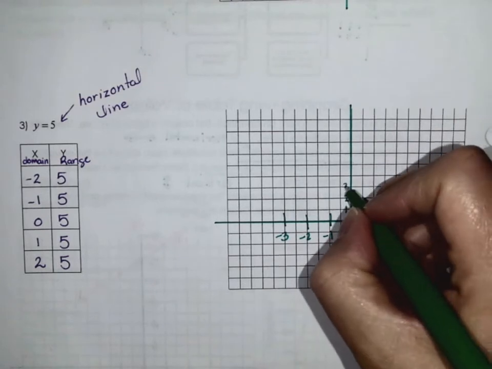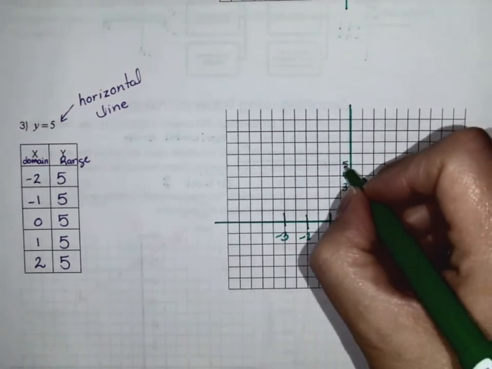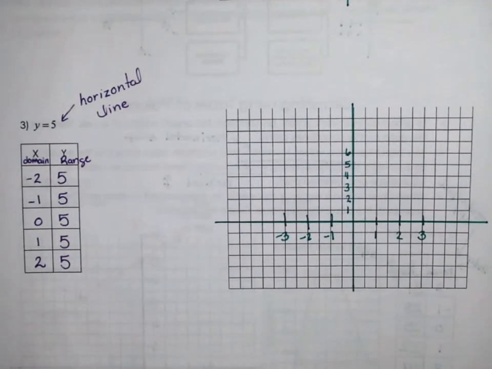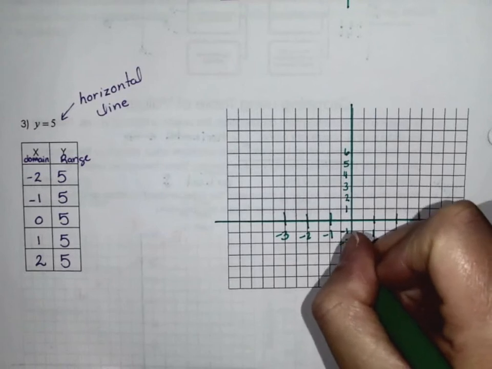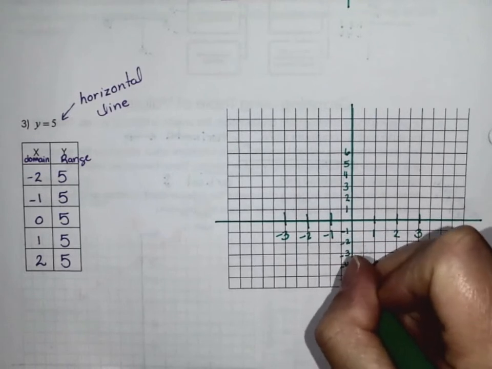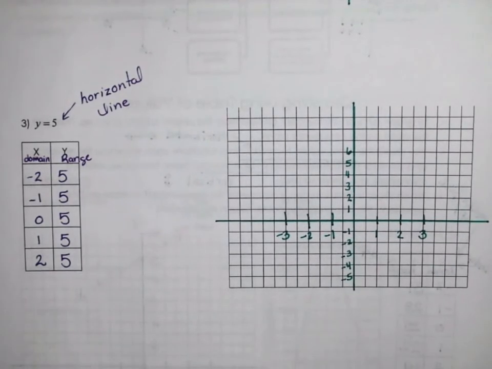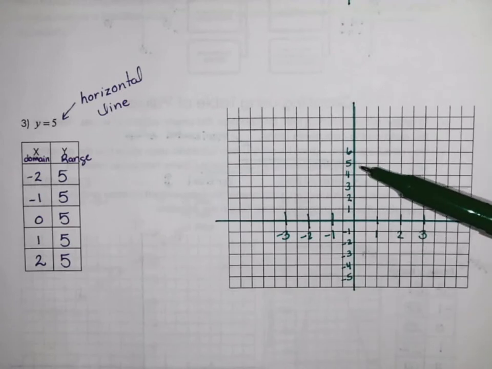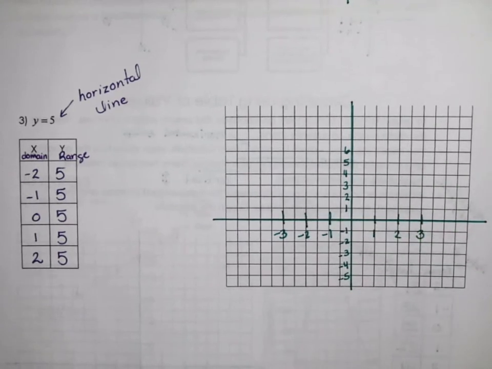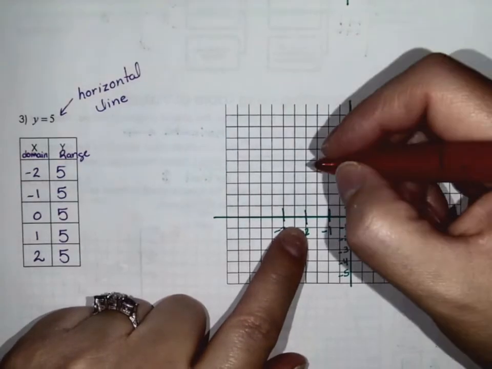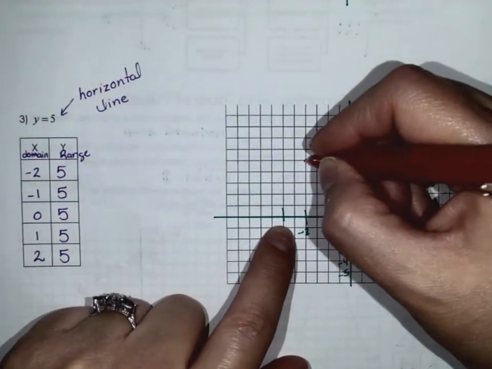One, two, 3, 4, 5. I'll go one more, 6. All right. And again, this would be -1, -2, -3, -4, -5. Just to let you know, like I said, you can skip them, but you do have to put a few on each axis so I know what your increment or your scale is. Okay, I'm going to plot my points. At -2, I'm at 5.